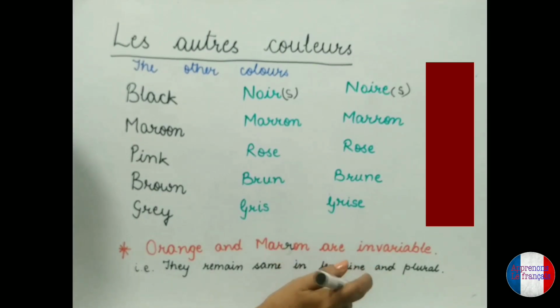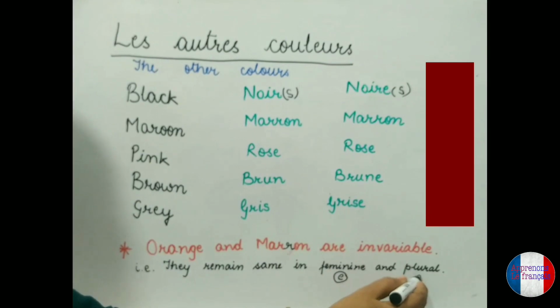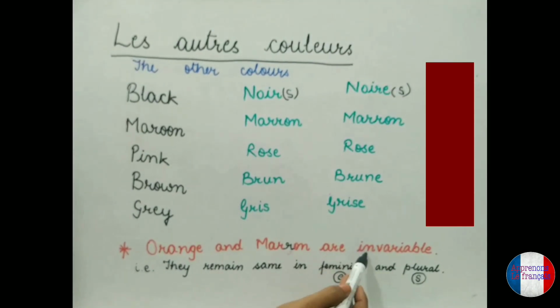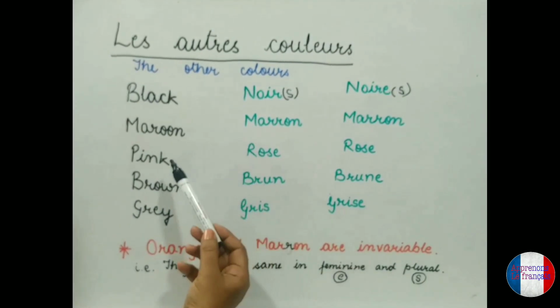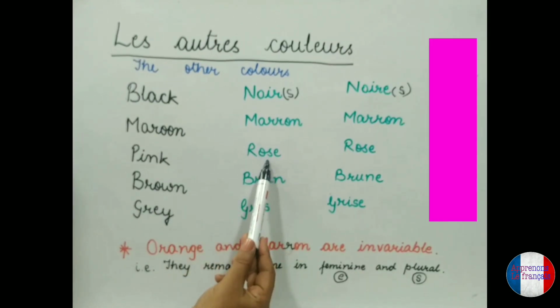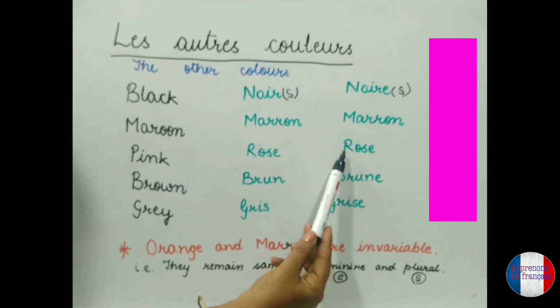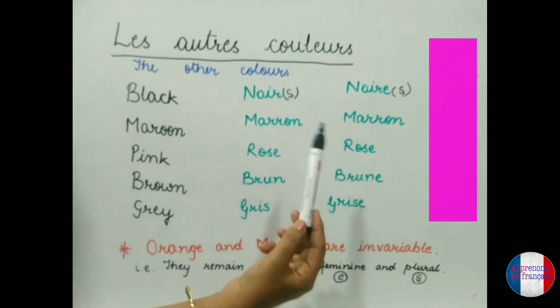That means we will not add an e as we generally add, and we will not add an s as we generally add for making plurals. Okay, so they are invariable. Now we come to the next color, and that is pink. Pink is rose, and in feminine also it is rose.